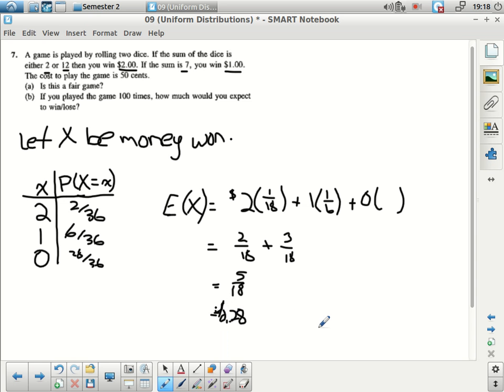If you play this game a lot, you're going to win 28 cents every time you play. Therefore, this is not a fair game, because the cost of playing is more than that. It costs 50 cents to play.